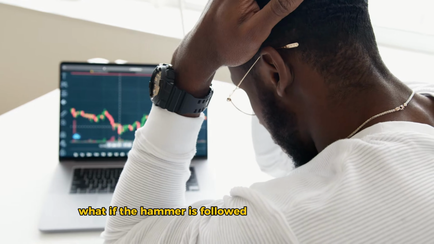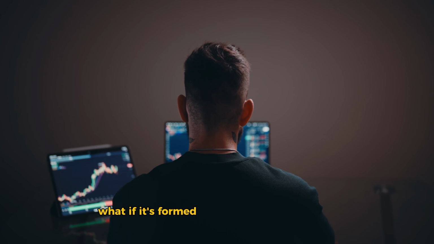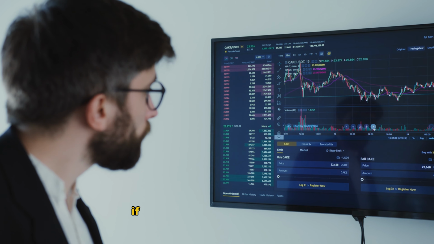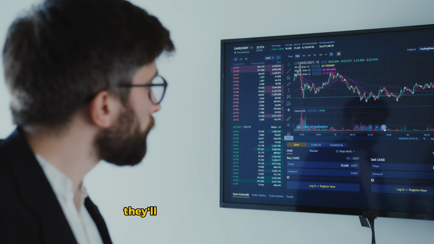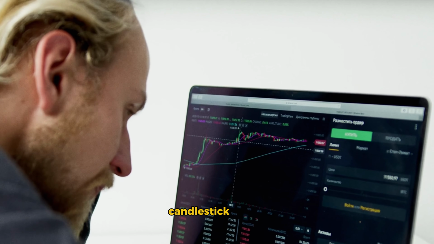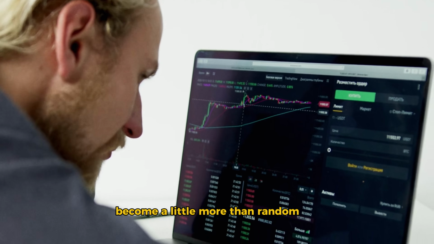What if the hammer is followed by another red candle? What if it's formed during a consolidation period in a sideways market? You see, most traders think that if they just memorize the patterns, they'll be able to pick winning trades. But without considering the full market context, candlestick patterns become little more than random noise.